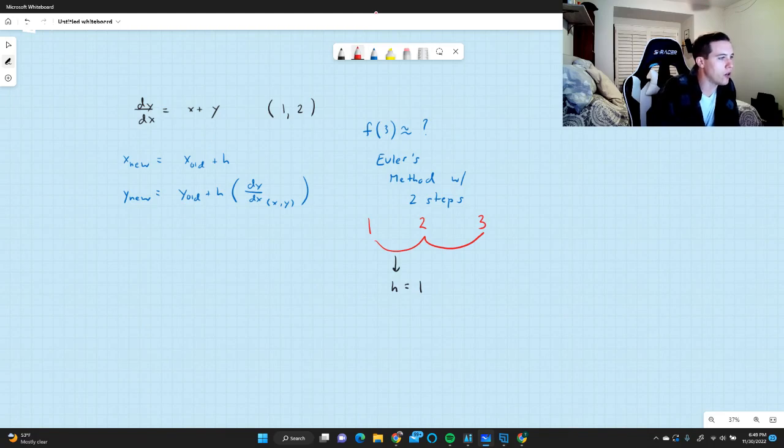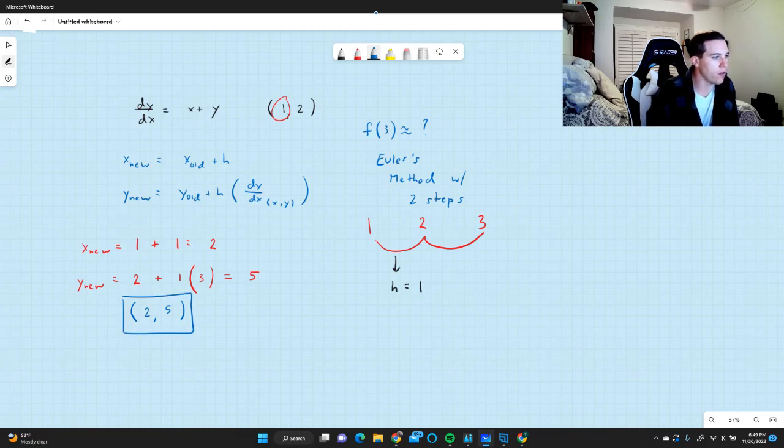To get your new coordinate for x, you take your old x, which was 1, plus your step size, which was h. And congrats, that's the easy one. The y new is a little bit trickier. You start with your old y coordinate, which was 2, plus, and in this case, it's the step size 1 times what you get when you plug this coordinate here into the differential equation. And 1 plus 2 will be 3. And lo and behold, we get our new y coordinate, which is 2 plus 3, which is 5. And that is the first coordinate in our Euler's method approximation.